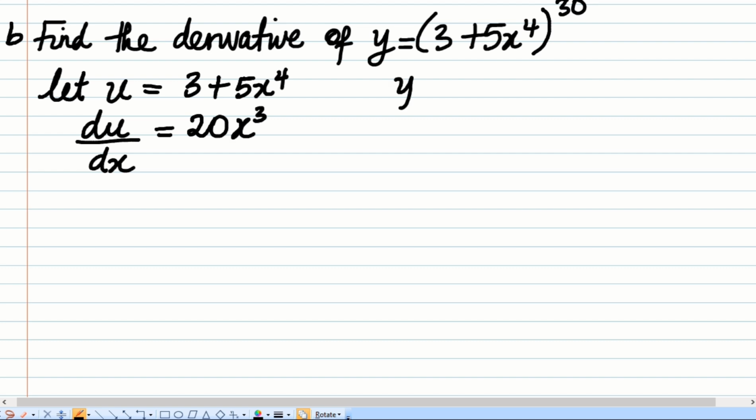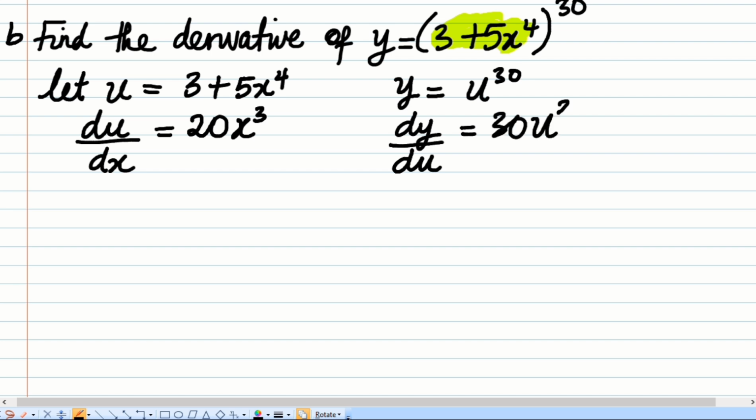Good. And then we also have y equals, since we said that 3 plus 5x raised to power 4, we have said that let it be U. So that means the new equation is going to be y is equal to U raised to power 30. It makes sense. And then we can now differentiate y with respect to U. Okay, differentiating with respect to U, we're going to have 30 will drop down, U to the 30 minus 1 is 29. Good. So applying chain rule, since we're looking for dy on dx, because that's the question, we have to find the derivative, which is just dy on dx.